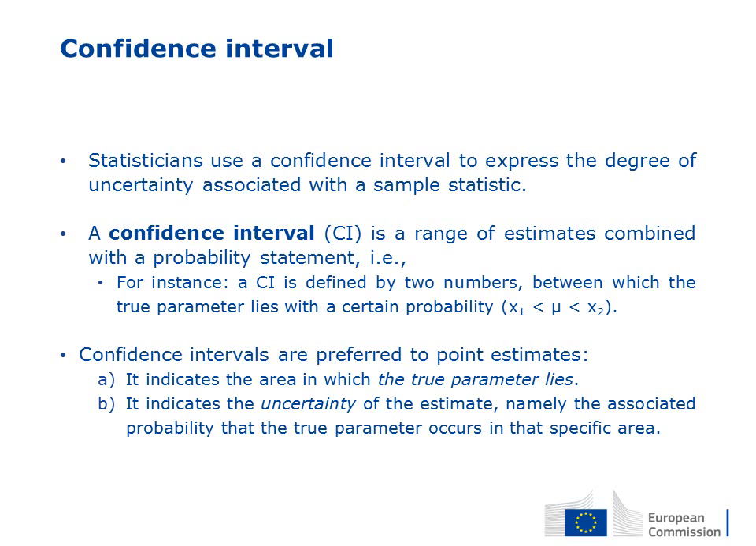Statisticians use a confidence interval to express the degree of uncertainty associated with a sample statistic. A confidence interval is a range of estimates combined with a probability statement. For instance, a confidence interval is defined by two numbers, between which a true parameter that we want to estimate is said to lie with a certain probability. For example, x1 < mu < x2 is an interval estimate for the value of the proportion mu. It indicates that the true proportion is greater than x1 but less than x2 with an associated probability.